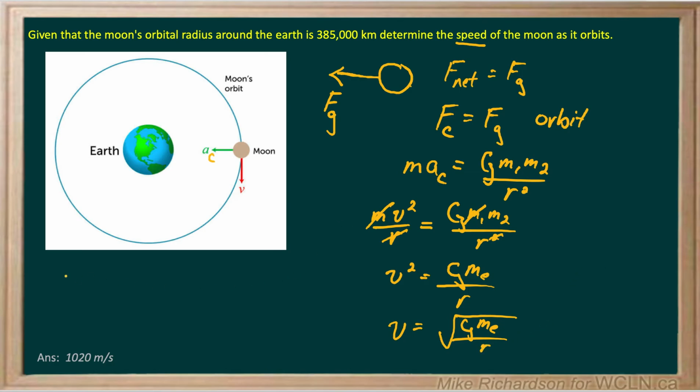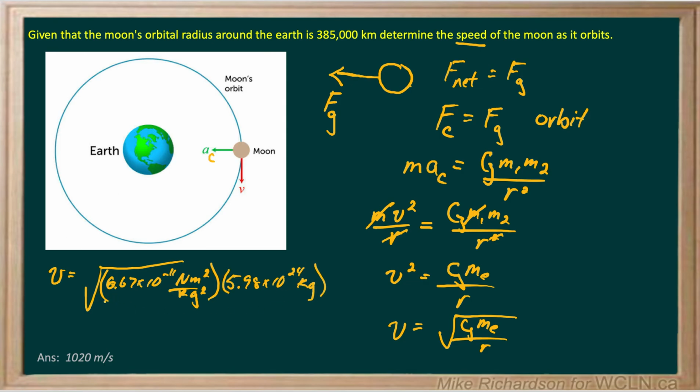So they give you all the information. I'll finish it over here on the left. So my velocity will be G, 6.67 times 10 to the negative 11 newton meters squared over kilograms squared, times the mass of the Earth, 5.98 times 10 to the 24 kilograms. And I've got to divide all of that by r, the radius of the orbit, which they're telling us is 385,000 kilometers.